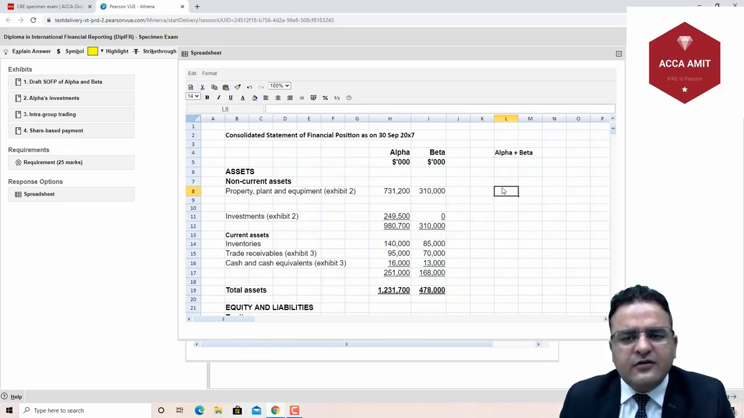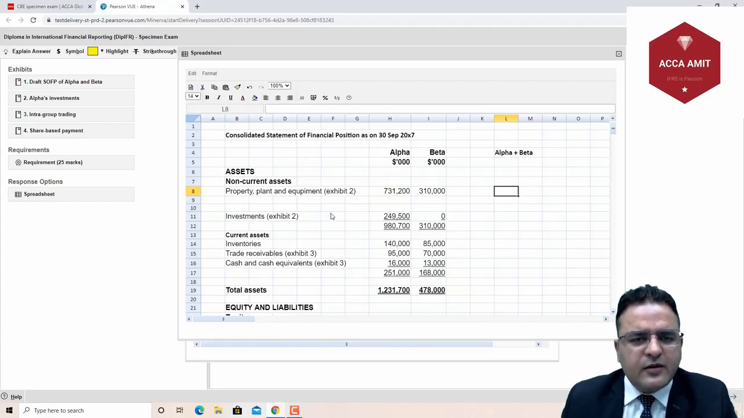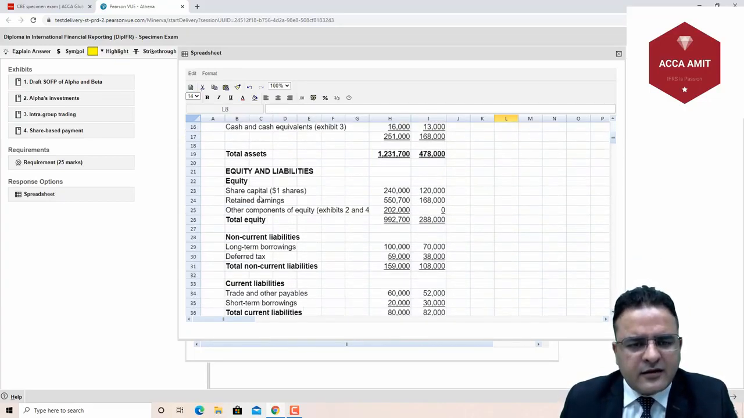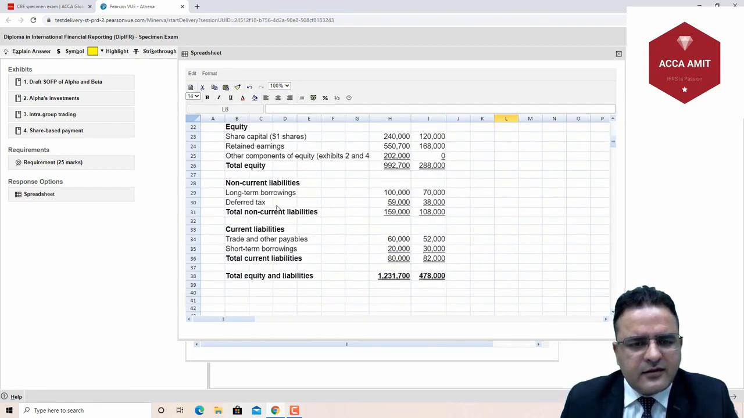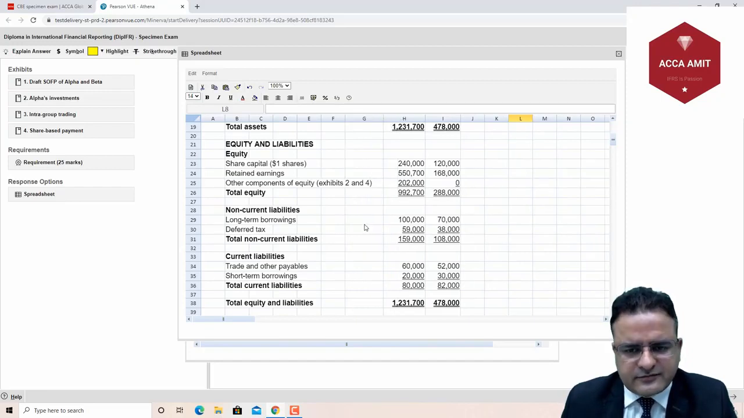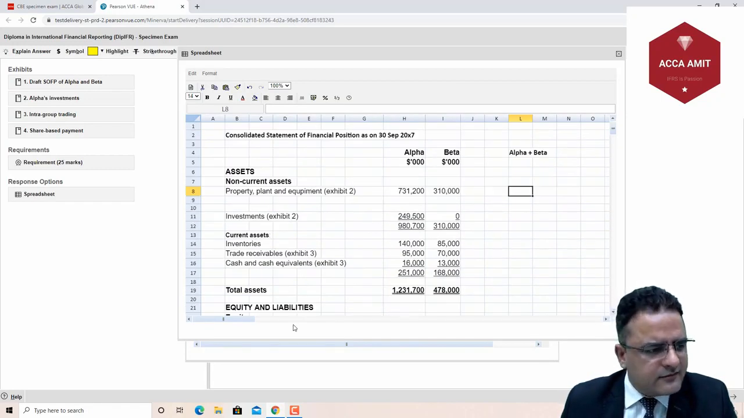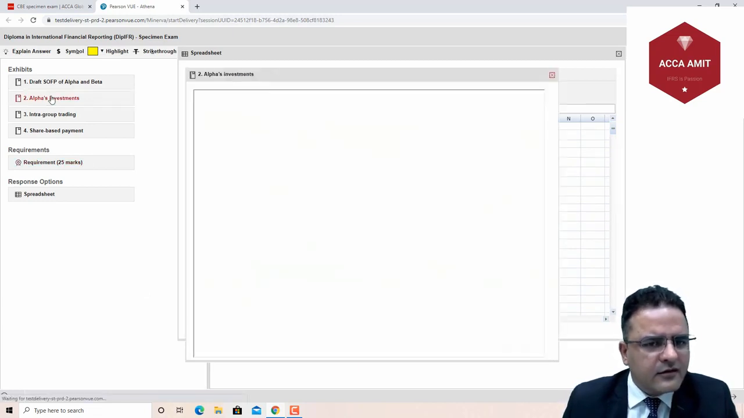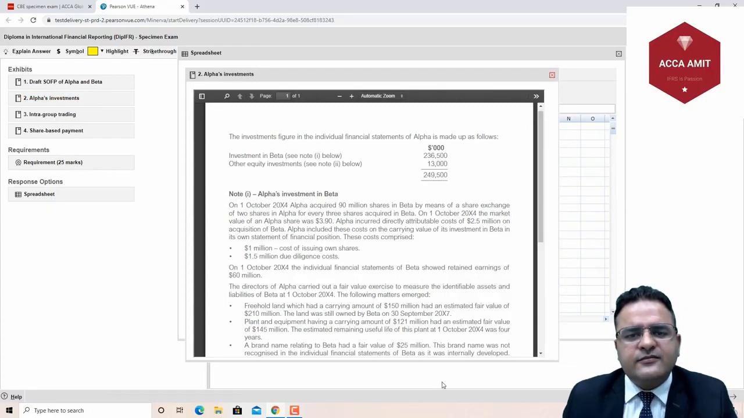This is what we'll be doing. We'll be adding up the financials of Alpha and Beta in the property, plant and equipment. Investments will be replaced with goodwill, and there are long-term borrowings and deferred tax. Everything is simple. There are other components of equity as well which we need to deal with here. So next thing is to read the requirement, Alpha's investments. Now we have options of highlighting it here and strike through.